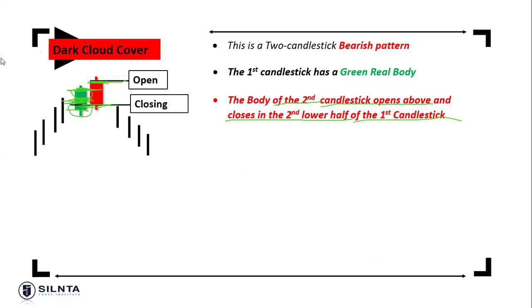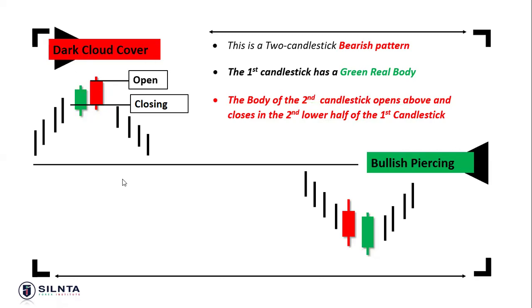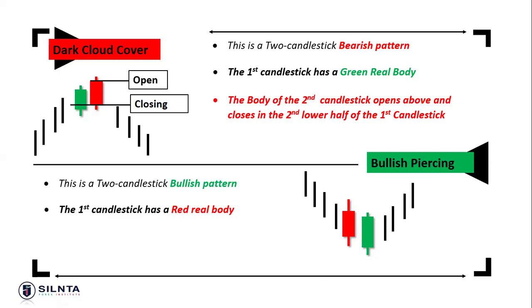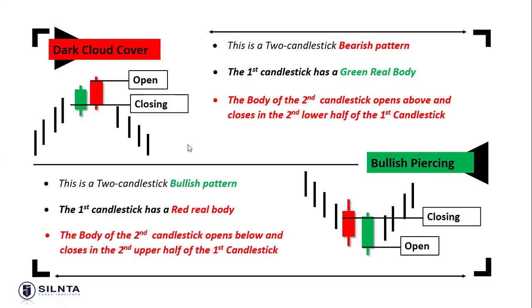It opens, that is the opening, and then there is the closing. Then we have a bullish piercing. It's just the opposite of the dark cloud cover. This is a two candlestick bullish pattern. The first candlestick has a red real body. The body of the second candlestick opens below and closes in the second lower half of the first candlestick.